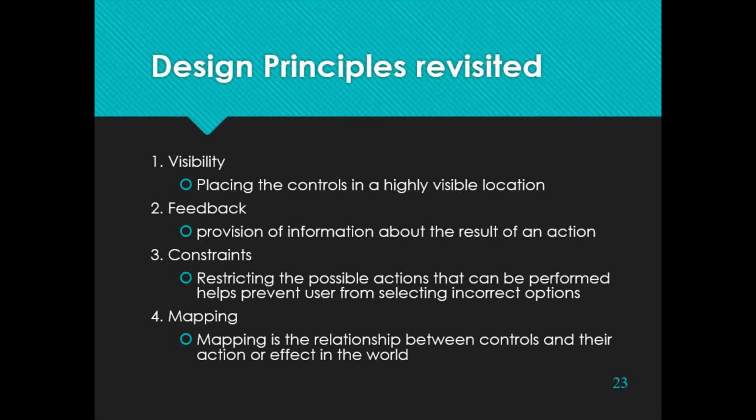Before we leave the class, we will revisit the design principles again. The first one is visibility, which is placing the control in a highly visible location. The second one is feedback, provision of information about the result of an action. The third one is constraint, restricting the possible actions that can be performed to help the user from making errors. Mapping is the relationship between controls and the action or effect in the world.